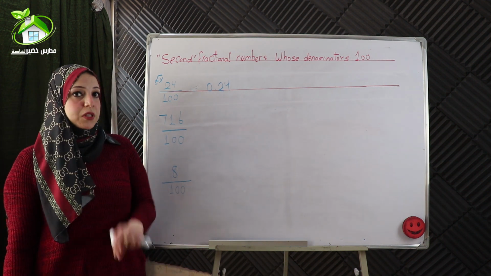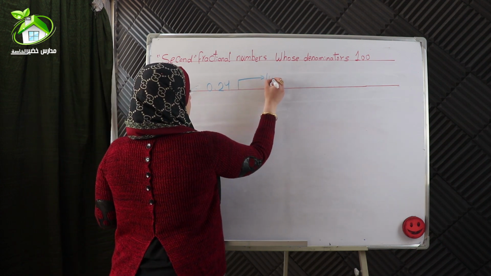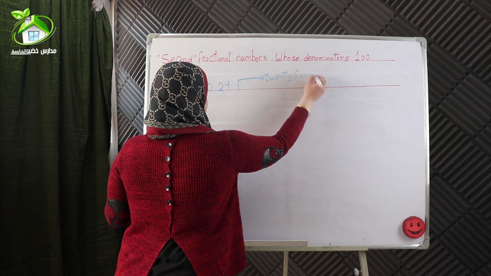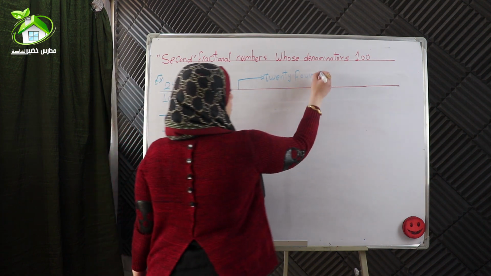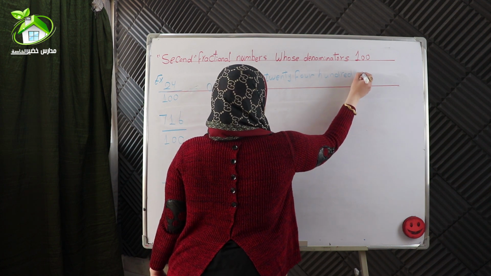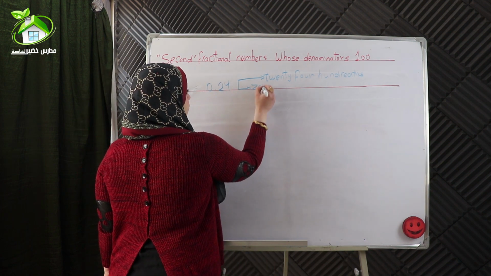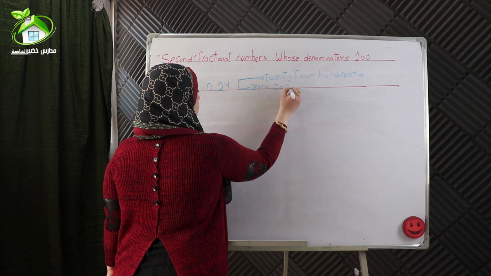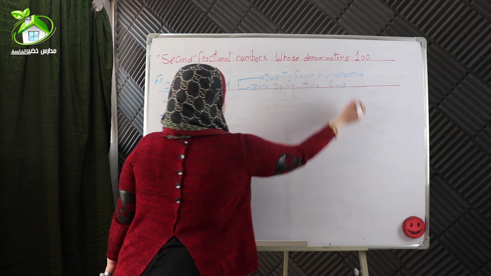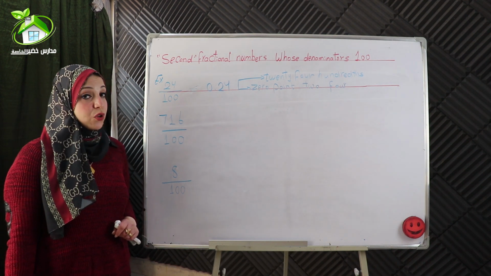I have also two methods. The first one, 24 hundredths. th. Hundredths. The second method, 0.24.